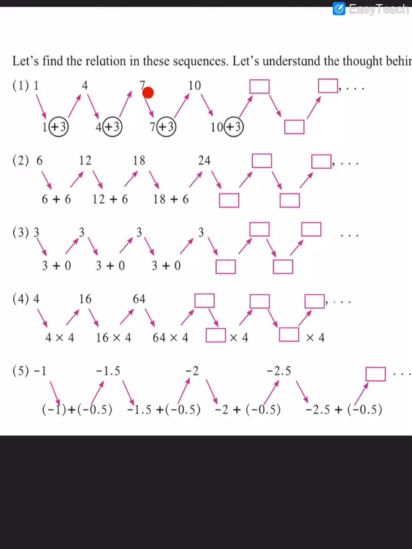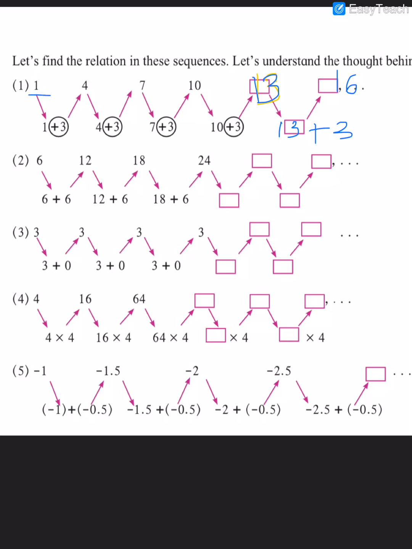And the next term is 7. What is the difference between 7 and 4? When 3 is added to 4 we get 7. And the next term is 10. How do we get 10? When 3 is added to 7, 7 plus 3 is 10, and 10 plus 3 will be 13. So we can write 13 here, and 13 plus 3 will be 16.